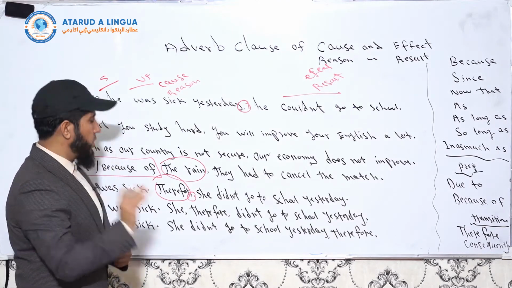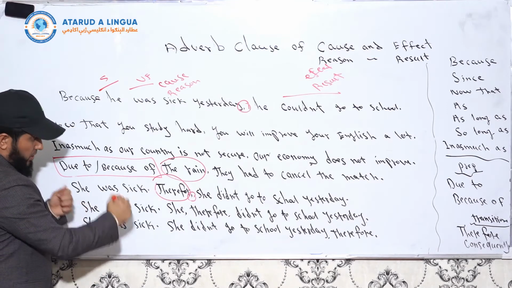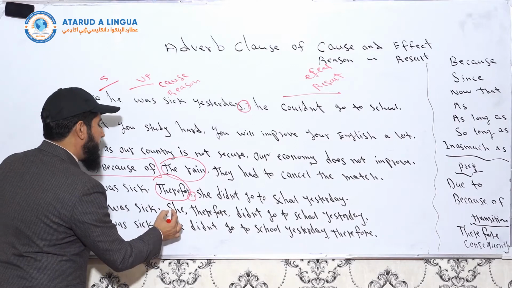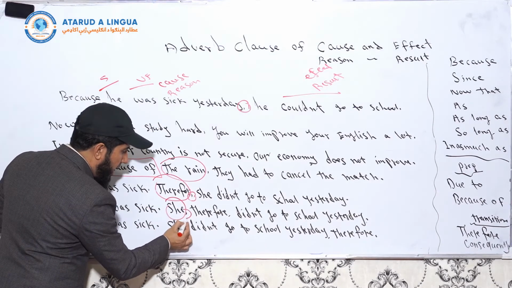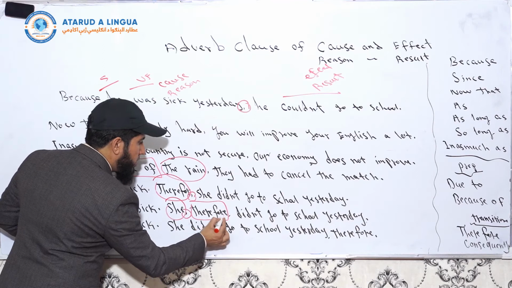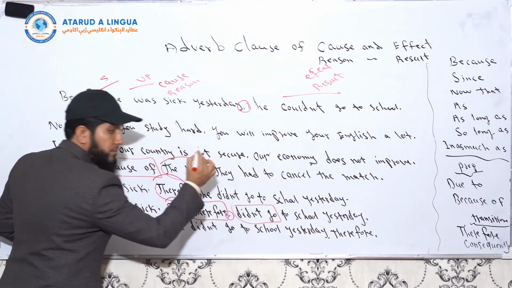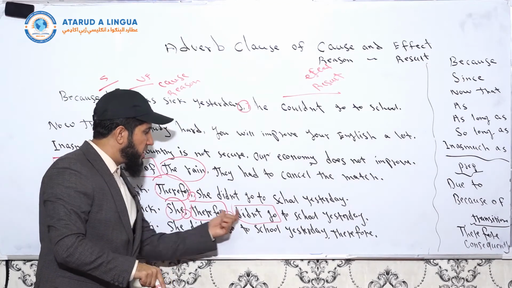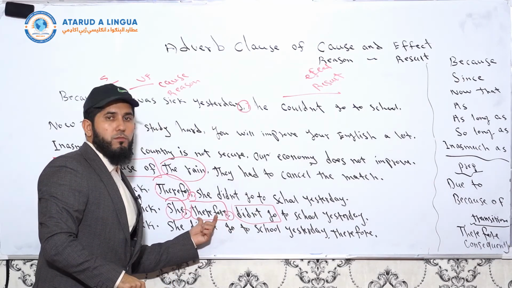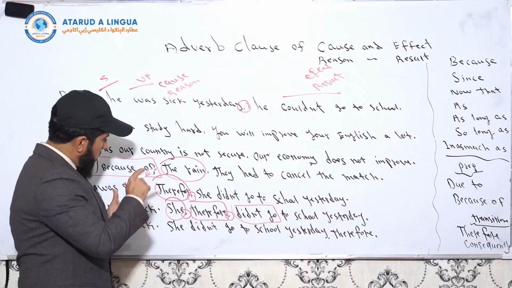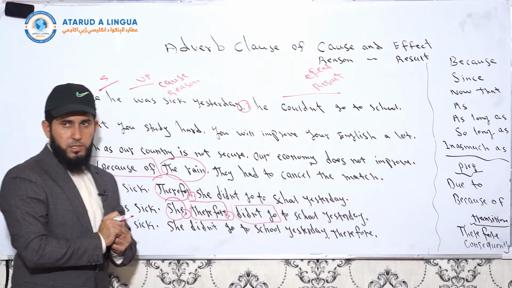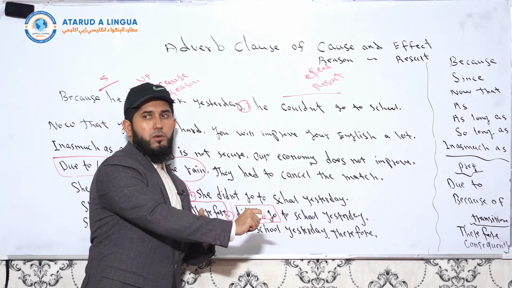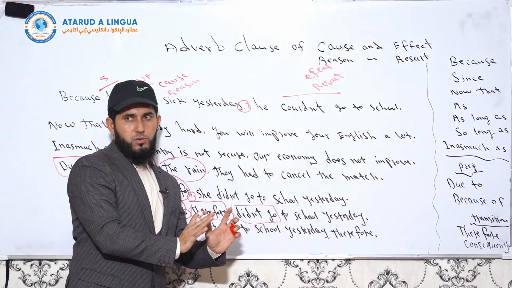Got the point? Okay. Now, the second way in written English. She was sick. Subject, then comma, then transitional word, then comma, and then the verb form. Your transitional word can be used between the subject and the verb form of your second sentence. She, therefore, did not go to school yesterday, or she, consequently, did not go to school yesterday, or she, thus, did not go to school yesterday. That's the second way, okay?